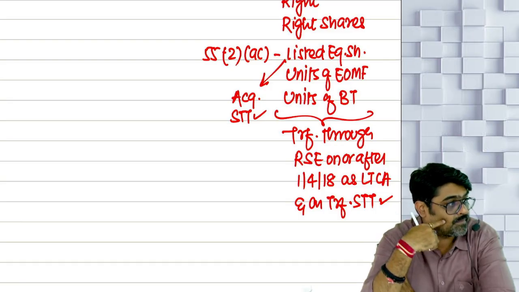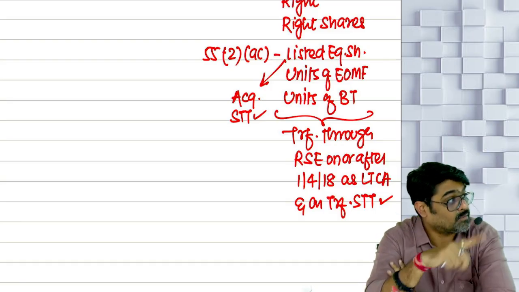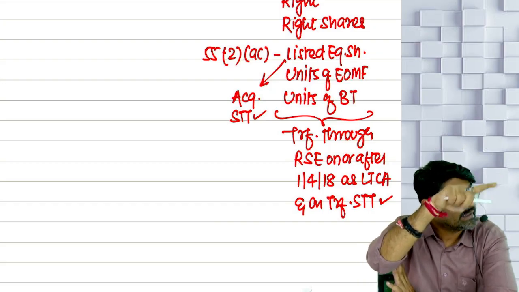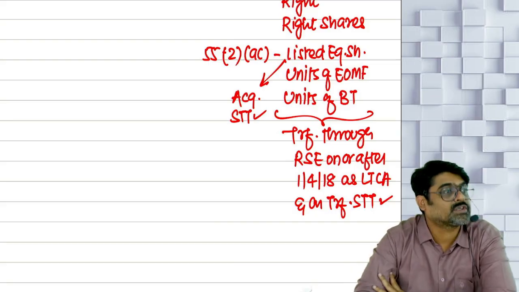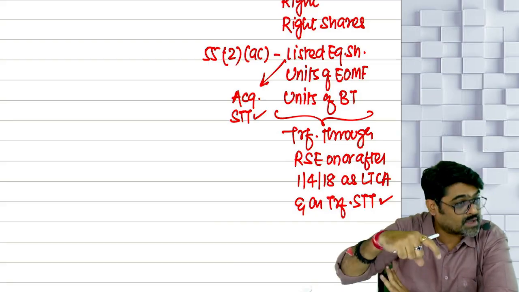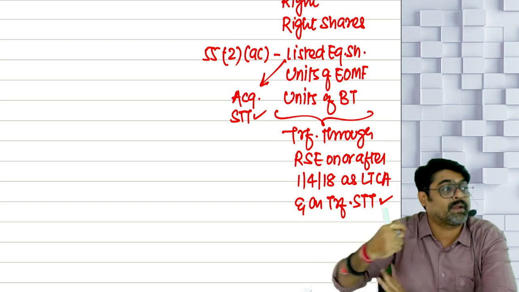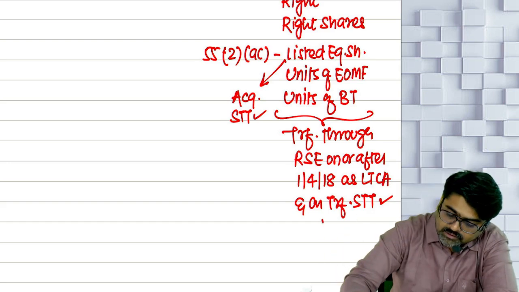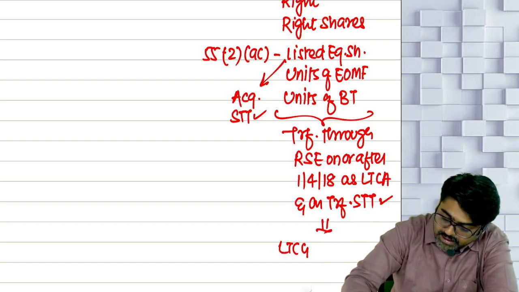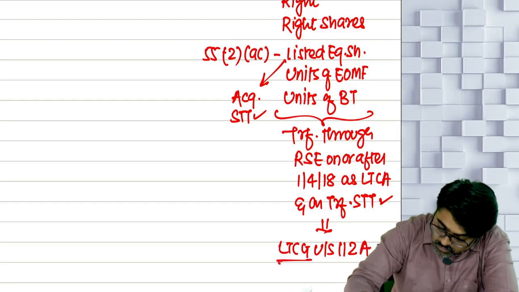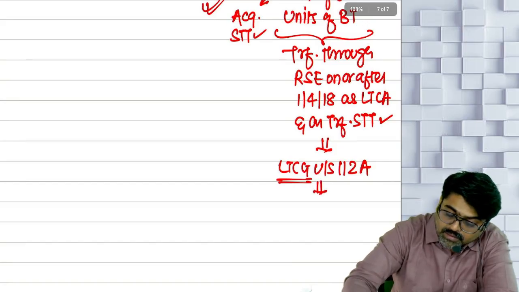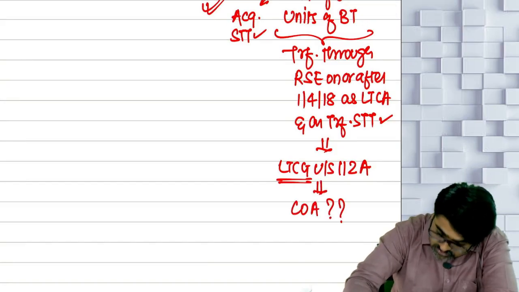STT also at that time. But in the case of listed equity shares, when you acquired them, you had paid STT at the time of acquisition also. Now, whenever you transfer these assets as your long-term capital asset, your long-term capital gain will be calculated under section 112A. So, to calculate this long-term capital gain of these assets, what will be the cost of acquisition of these assets?